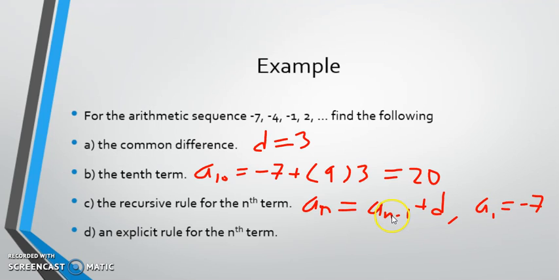Now I can plug in A sub 1, which is -7, plus D will give me A sub 2. And then I could plug in A sub 2, add D to find A sub 3. Then I could plug in A sub 3, add D to find A sub 4, etc.